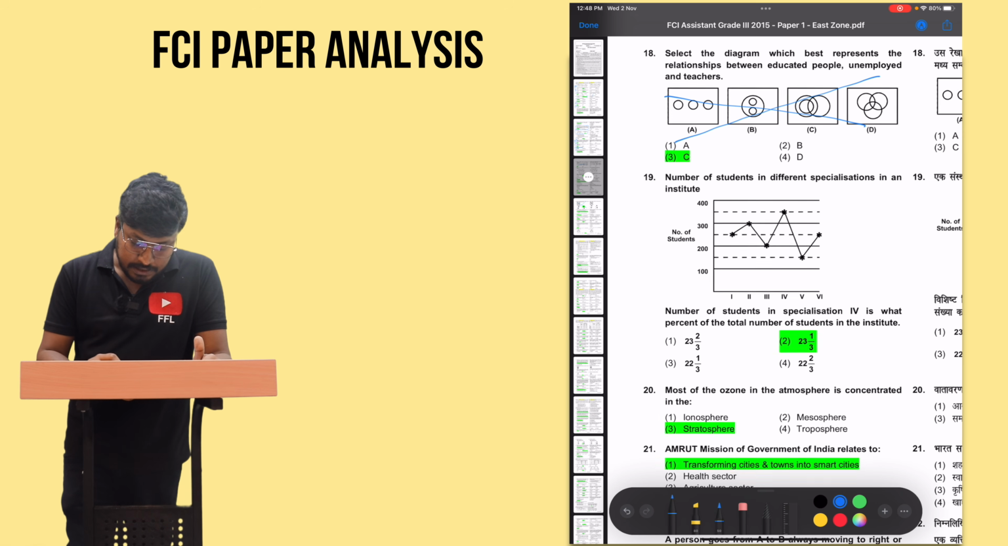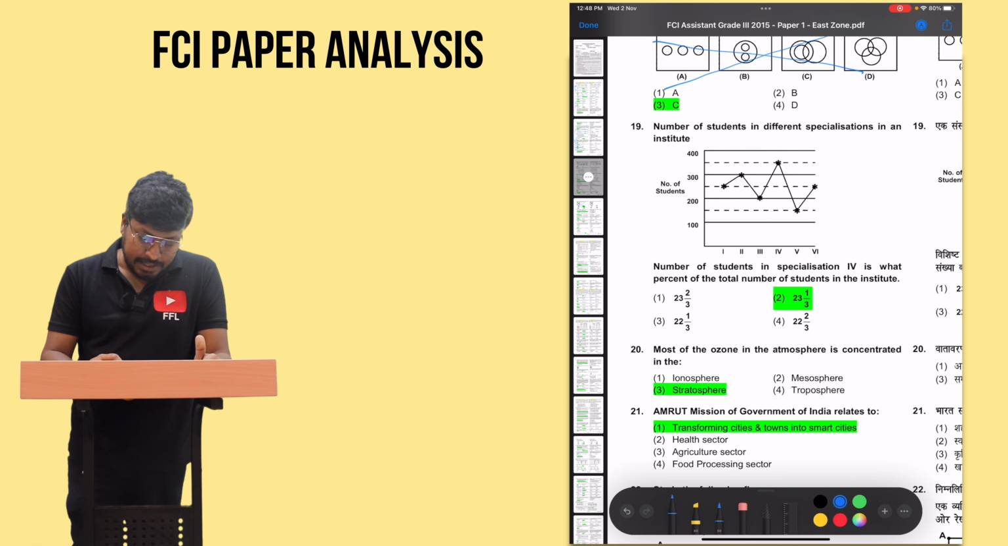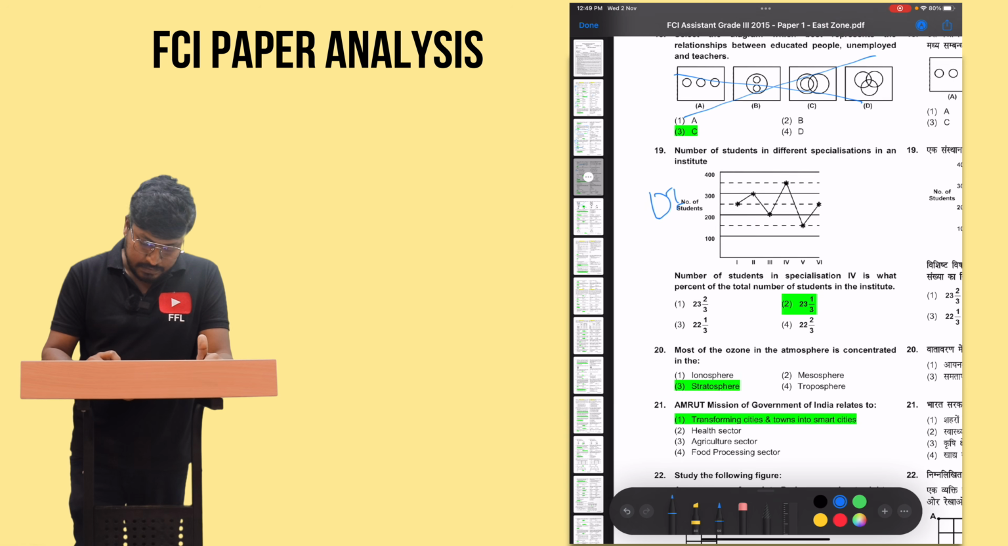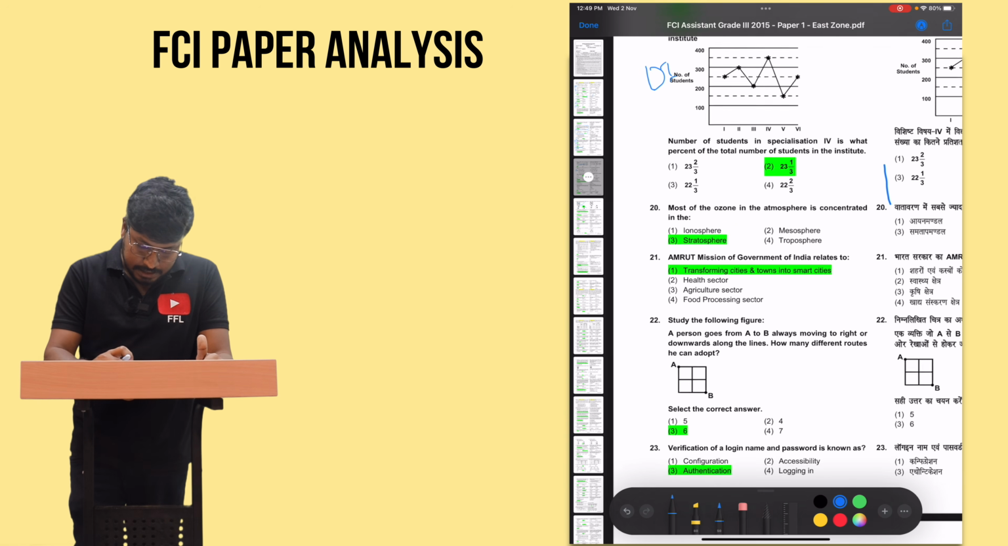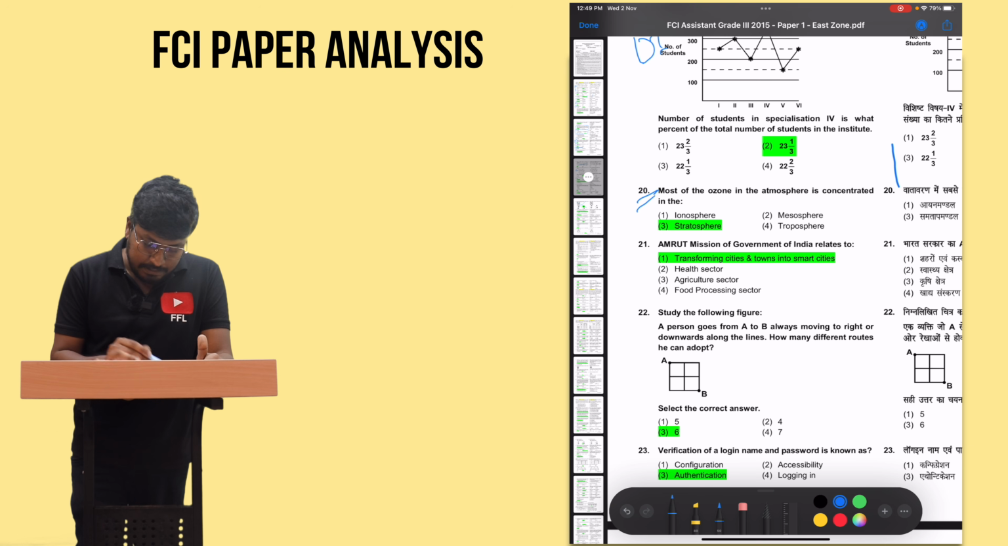Number of students in different institutions, I think it's based on DA. Only 1 question was asked. So data interpretation, 1 question, and then most of the questions concentrate on zones and atmosphere. So it's a geography based question.